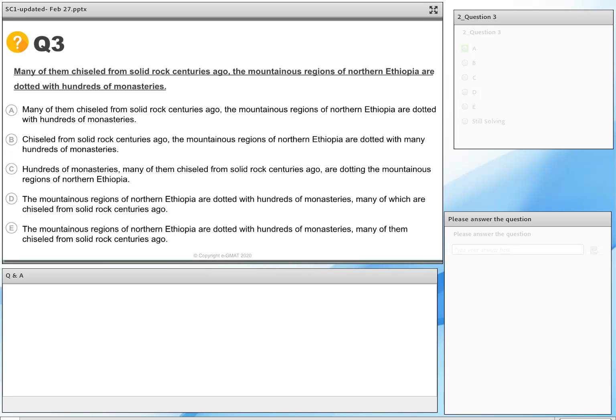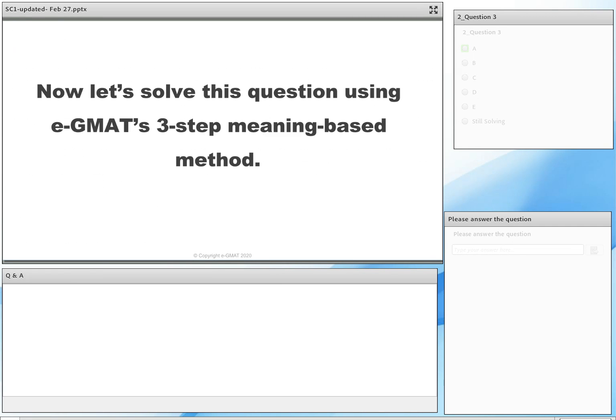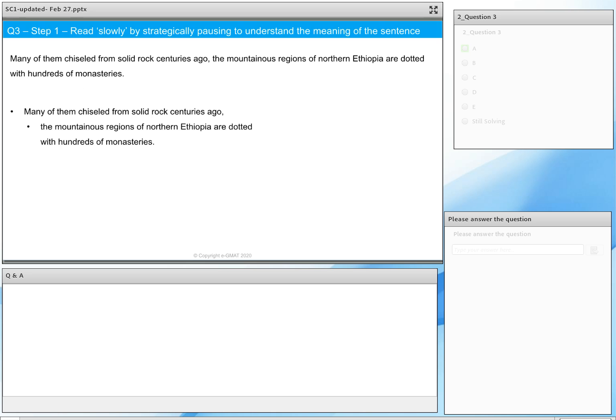Let's deal with this question now. Let's see what this question is really telling us, and we will do so by applying, obviously, the e-GMAT meaning-based approach. So I'm going to break my sentence first, and I'm going to read each part separately. Many of them chiseled from solid rock centuries ago. Here the author is presenting the information that many of them, something which are numerous, are chiseled or carved out from solid rock many hundreds of years ago. Okay, so that's the first part of my sentence.